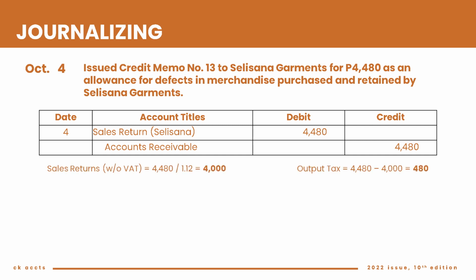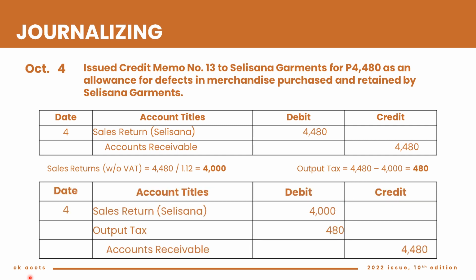So, since meron tayong sales return dito, we have to compute for the sales return without VAT. That's 4,480 divided by 1.12, para makuha natin yung sales return without VAT na 4,000. And for the output tax, we just have to deduct 4,480 kay 4,000. Ang equal ay 480. And yung magiging pinaka journal entry natin sa general journal ay ganito.